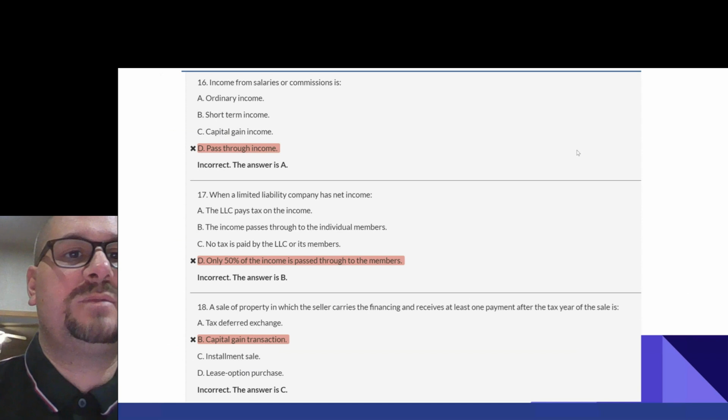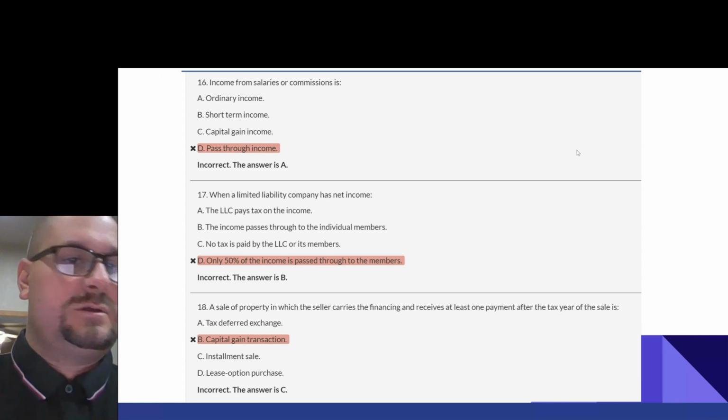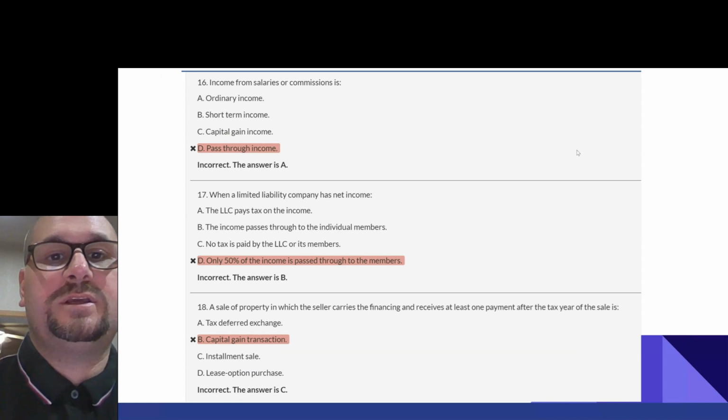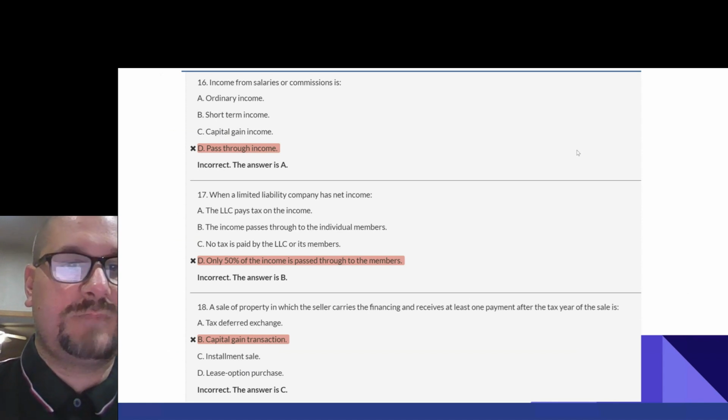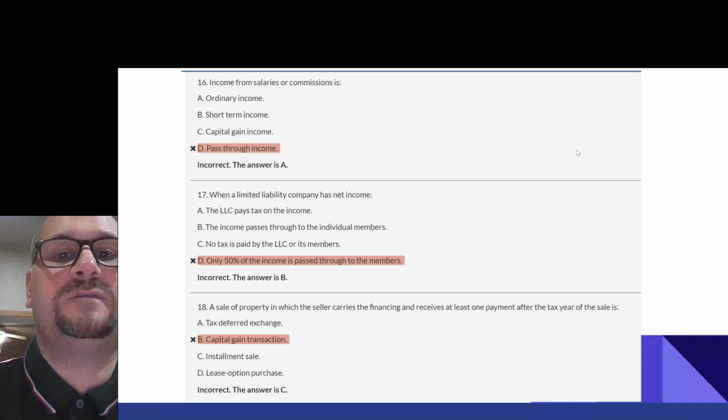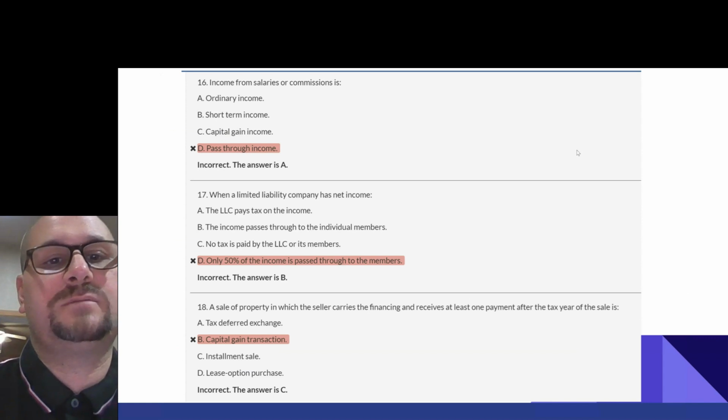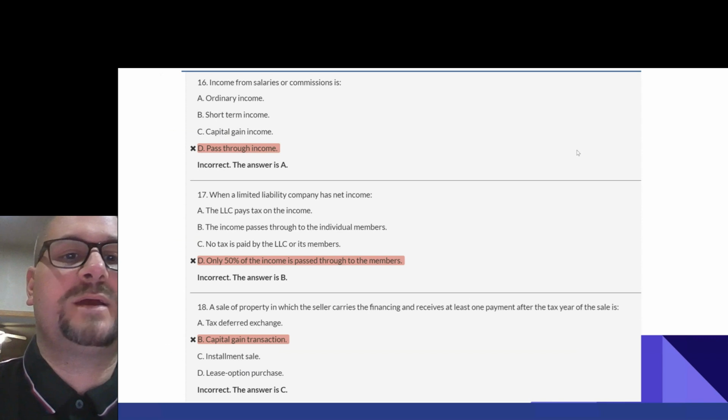Is it short-term income? No. Capital gain income? No. Pass-through income? No. Number 17, when a limited liability company has net income, what happens? Bravo, the income passes through to the individual members.